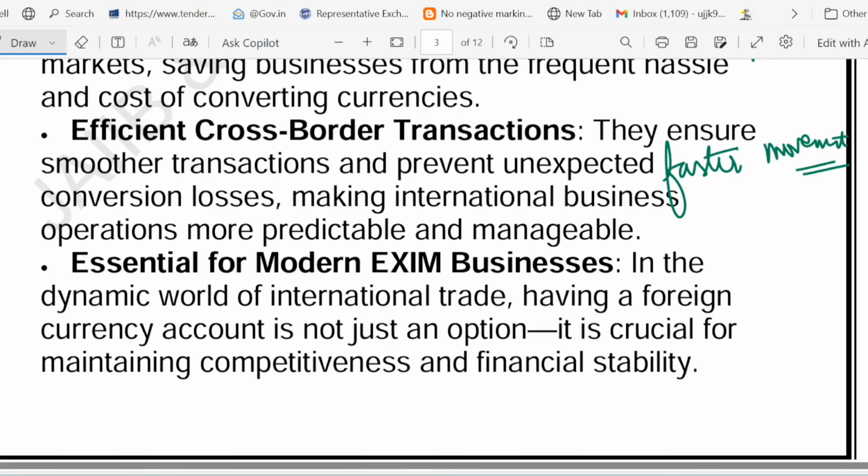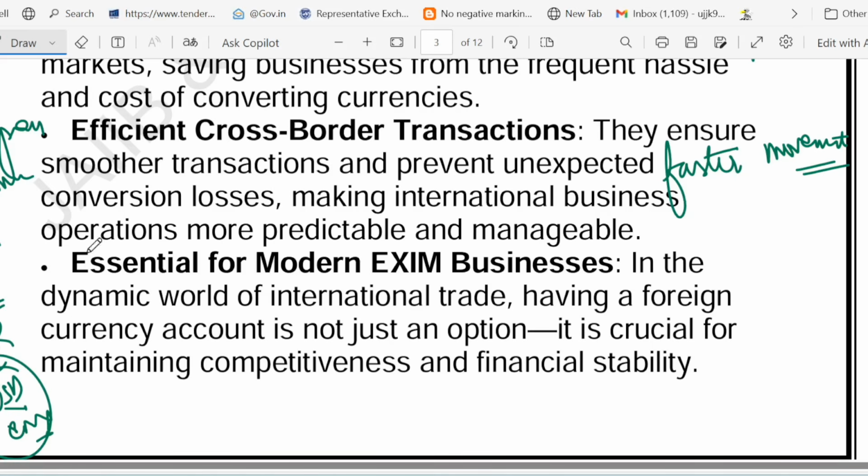For example, suppose there is a Malaysian electronics importer. He can pay their Chinese supplier in yuan directly, avoiding double conversion fees. Otherwise, first they have to convert Malaysian currency to dollars and then dollars to CNY. So this is avoided, and cross-border transactions become more efficient, with faster movement.